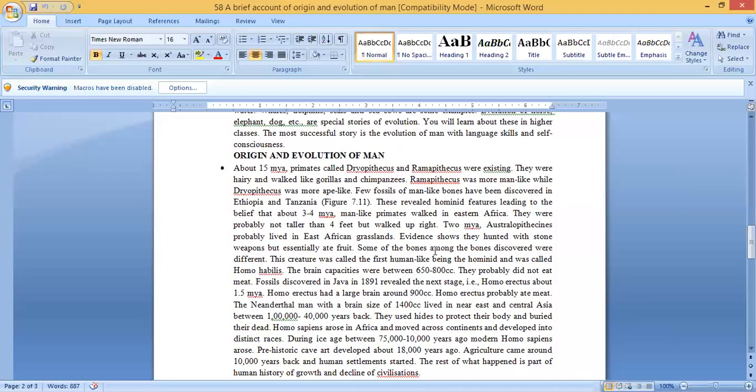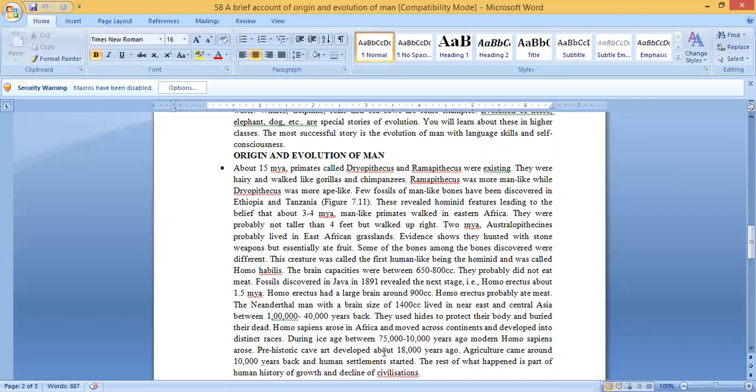So 2 million years ago, Australopithecus probably lived in East African grassland. So evidence shows that they hunted with stone weapons, but essentially ate fruit. Some of the bones among the bones discovered were different. So this creature was called the first human-like being, the hominid, and was called the Homo habilis. So the brain capacity was between 650 to 800 cc. They probably did not eat meat. Fossils discovered in Java in 1891 revealed the next stage, that is Homo erectus, about 1.5 million years ago. So Homo erectus had a large brain, around 900 cc. So Homo erectus probably ate meat.